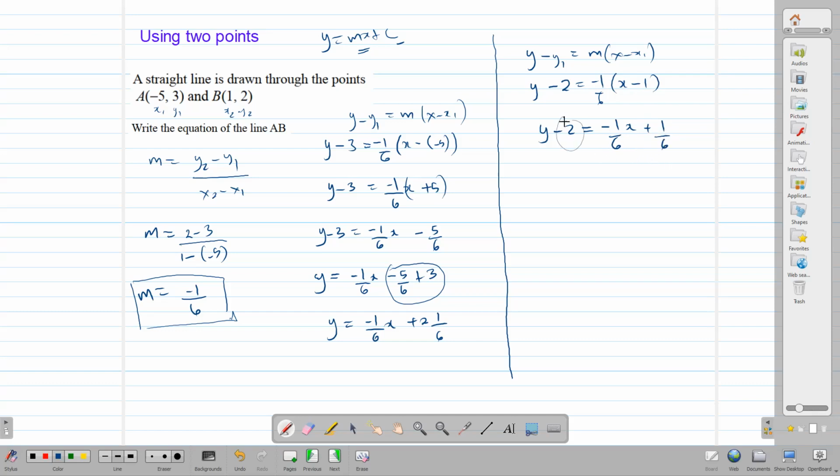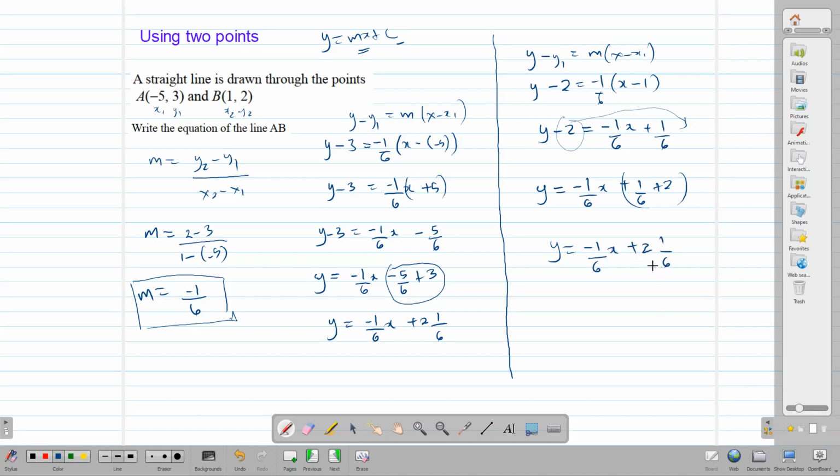We need to regroup this 2 to that side of the equation. So we have y = -1/6 x + 1/6 + 2. And adding these two together gives us 2 1/6. So y = -1/6 x + 2 1/6.